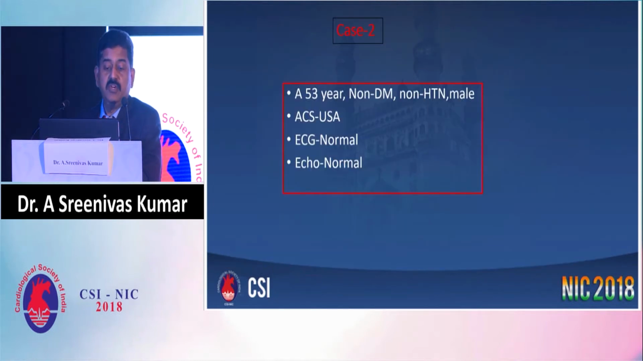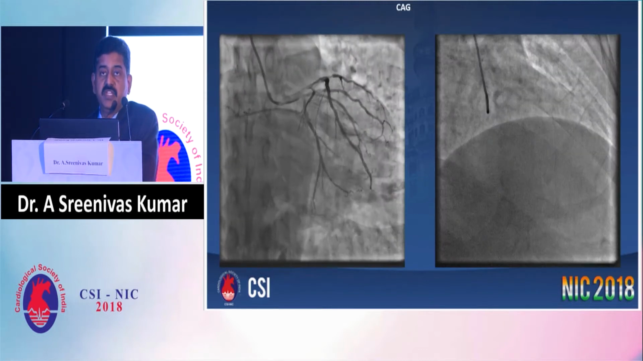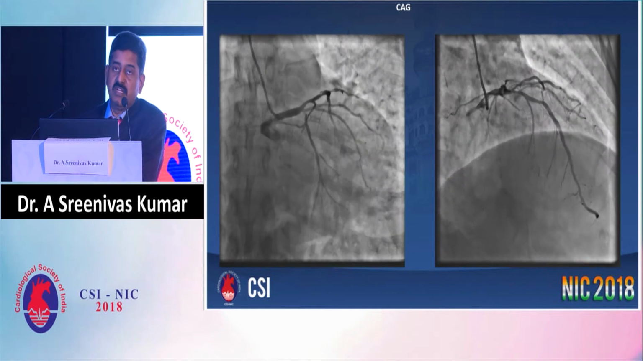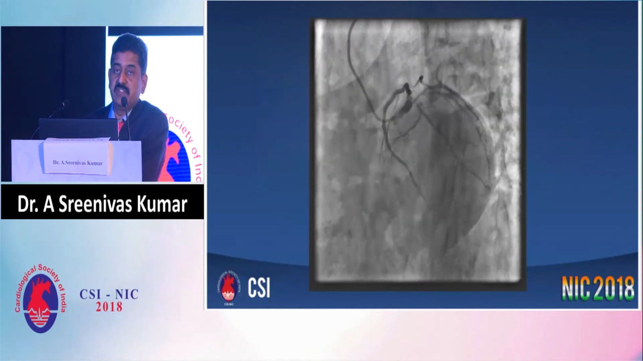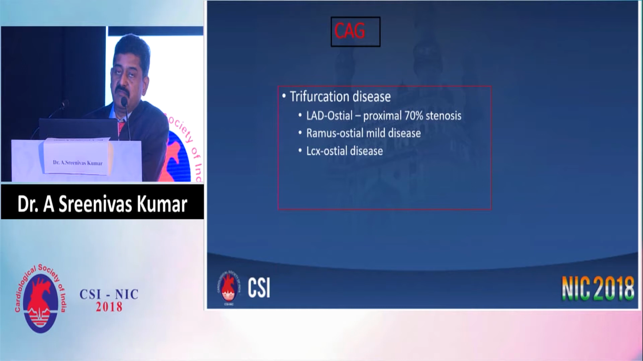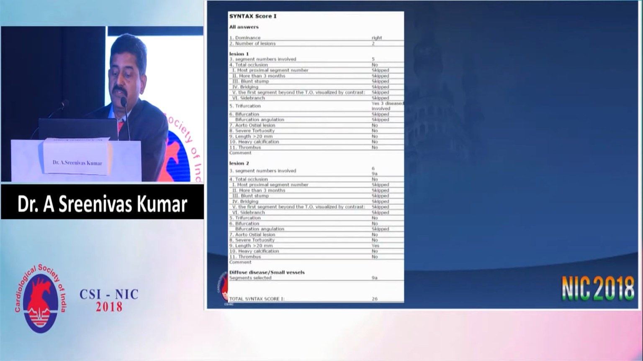Another case: a 53-year-old male patient presented with unstable angina. Here, this is a more common situation where osteal disease is there and a mild disease in the ostium trifurcation. Calculation-wise, it comes to a SYNTAX score of 26.